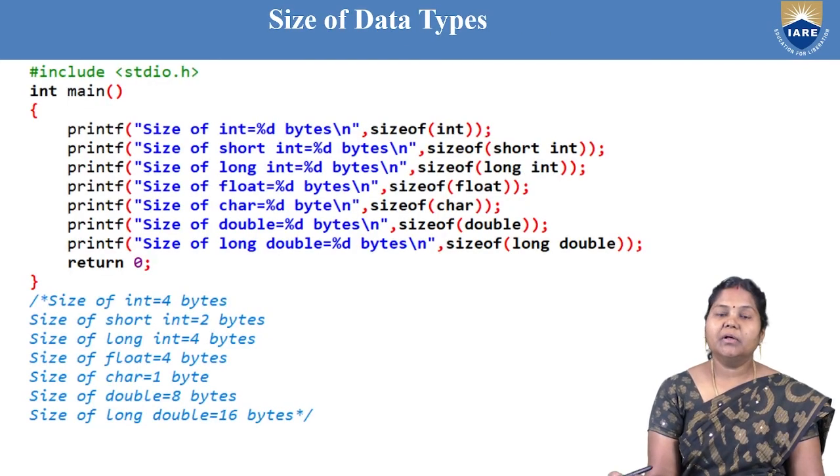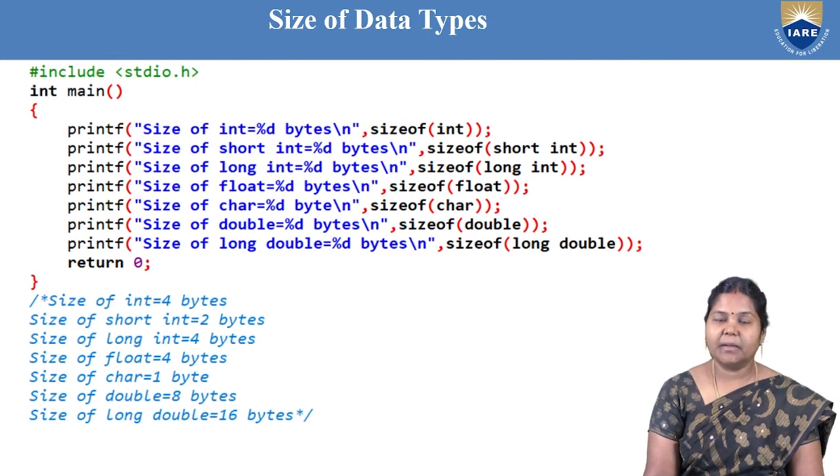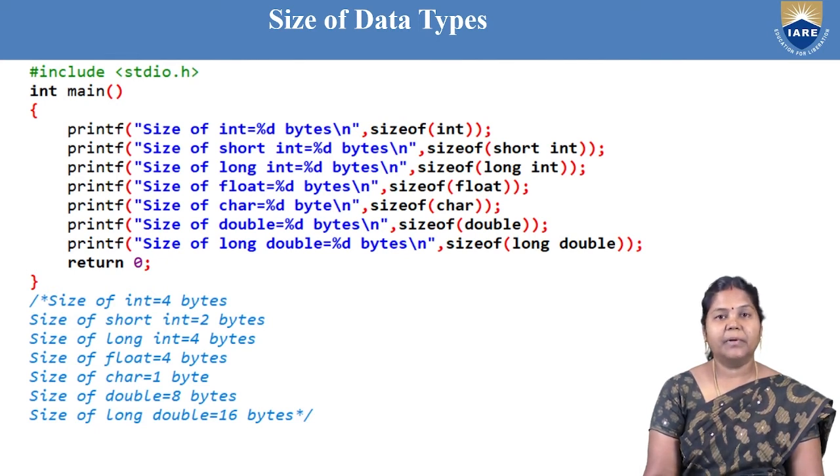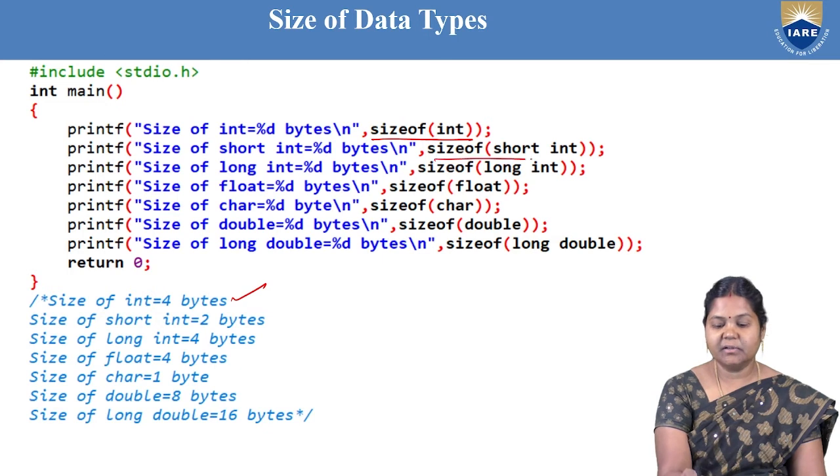Now, if you want to check the exact memory requirement of any variable, then you can use the sizeof operator, which is a special type of operator to check the memory requirement of any variable. So you can simply write what is the size of integer. We'll get the output as 4 bytes. What is the size of short integer? You are getting 2 bytes.